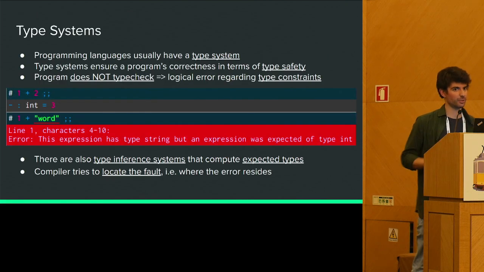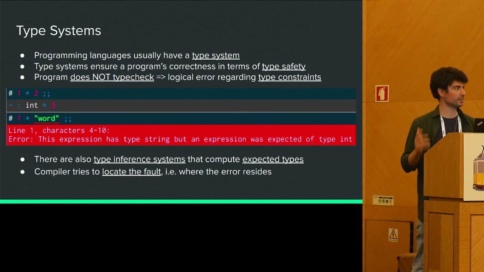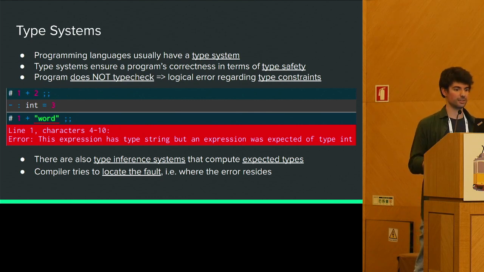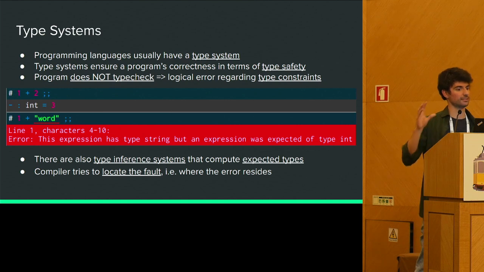Okay, so to begin with, let's briefly talk about what a type system is. Programming languages usually have a type system, and these assign types to terms in a program. Type systems also determine if some operation can be applied to some term in a program. And this way, type systems ensure a program's correctness regarding type safety. That is, if a program does not type check, then there's a logical error related to the type constraints.